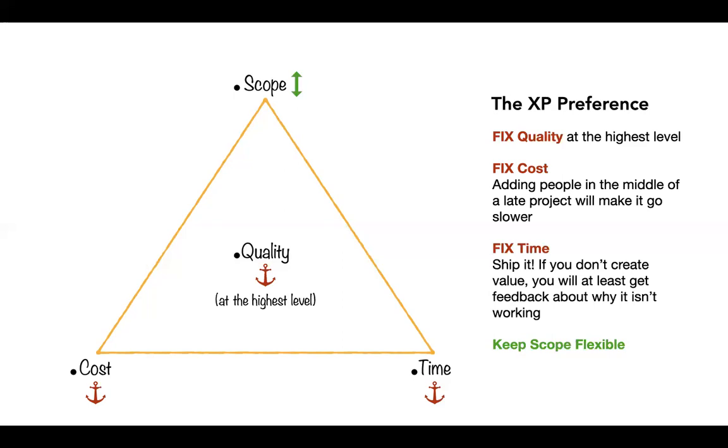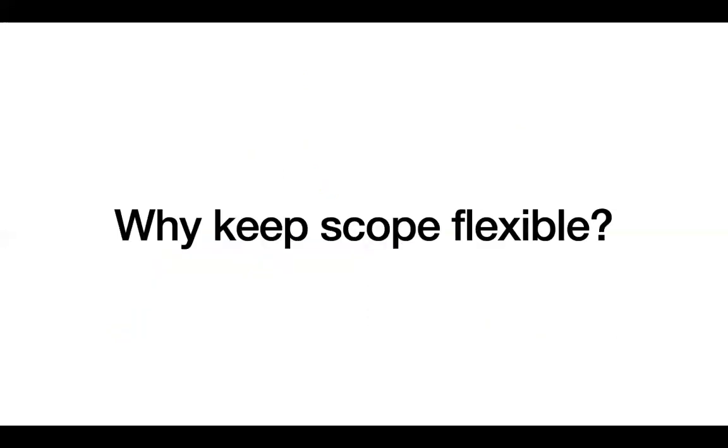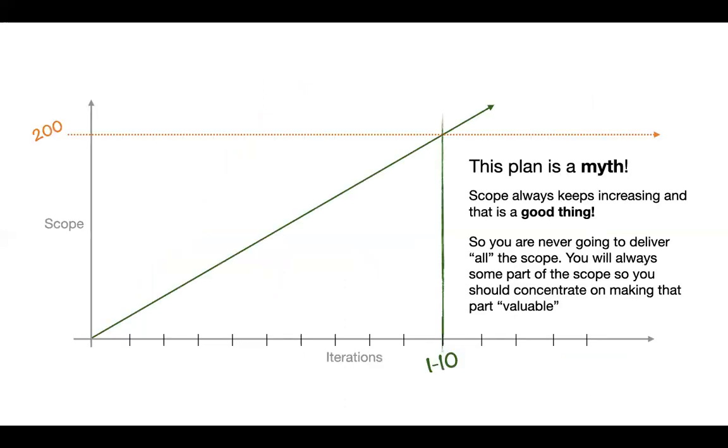team, but for the client as well. And when we say team, the client is typically part of the team, but even for the larger client organization, keeping scope flexible is an important aspect of delivering good software. And so let's look at why. Now, the first reason why we want to keep scope flexible is because this plan is a myth, right? This plan is not real.